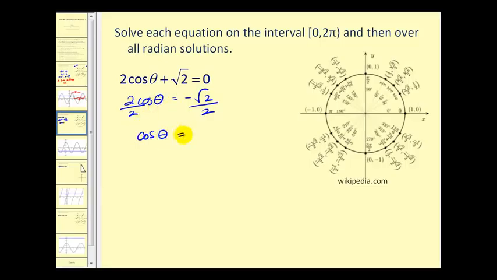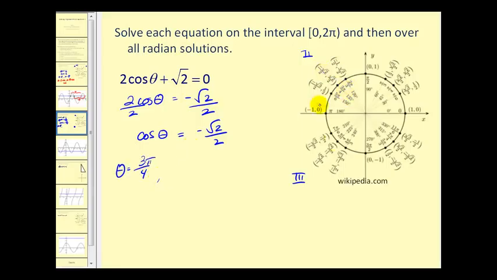Cosine theta must equal negative square root 2 over 2. Well, again, using the unit circle, cosine theta is equal to x. So now we'll look for an x coordinate of negative square root 2 over 2. And that's going to limit us to the second and third quadrant, since the x coordinate is going to be negative. So looking in the second quadrant, here's an x coordinate of negative square root 2 over 2. The angle is 135 degrees, or 3 pi over 4 radians.